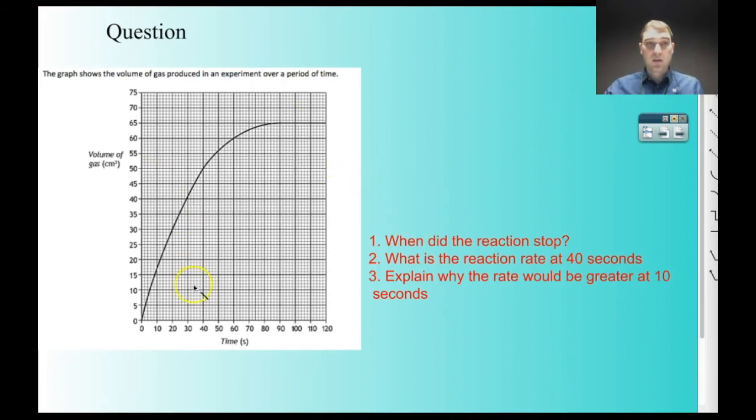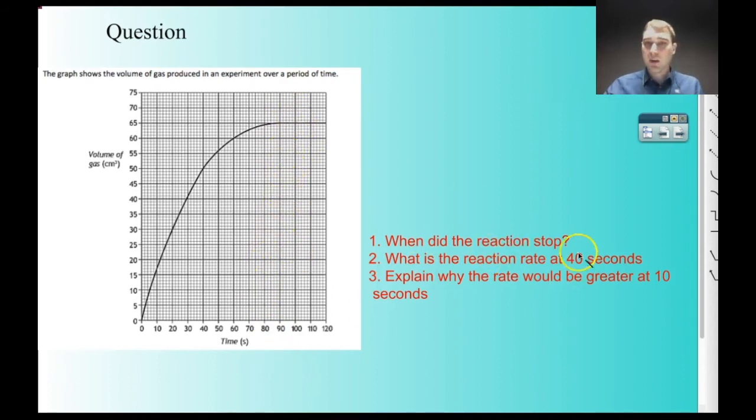Let's have a look at the question. So here we have a graph. We've got a volume of gas being produced over a period of time. So very similar to what we've had previously. The question is, when did the reaction stop? So we want to have a look along the graph until we see that it makes a horizontal point. In that case, it's around about here. So that lines up with 90 seconds. So the reaction stopped at 90 seconds.